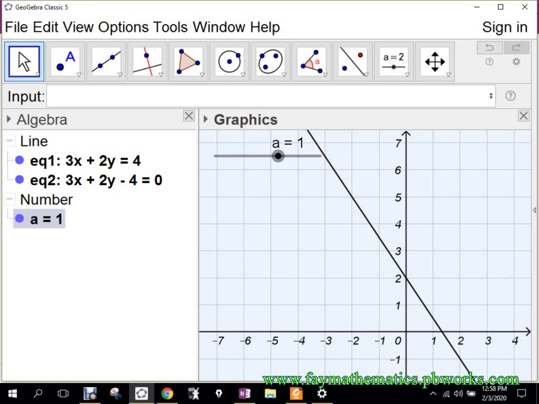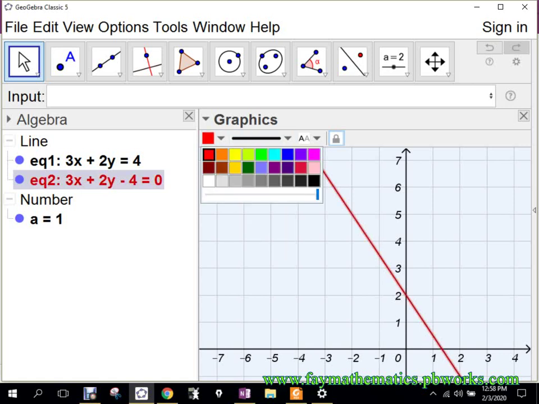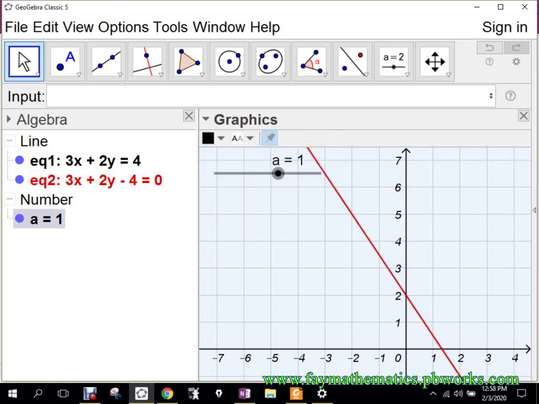Now I'm going to color one of those red. So this bottom one is red, okay? Now that's with a being 1, but if a goes to 2, you see how all the coefficients change, right? So this would look like 6x plus 4y equals 8, which would be twice as big as that black one, right? Everything twice as big. Or I can go 3 times as big. Everything 3 times as big. Or I can go the other direction.